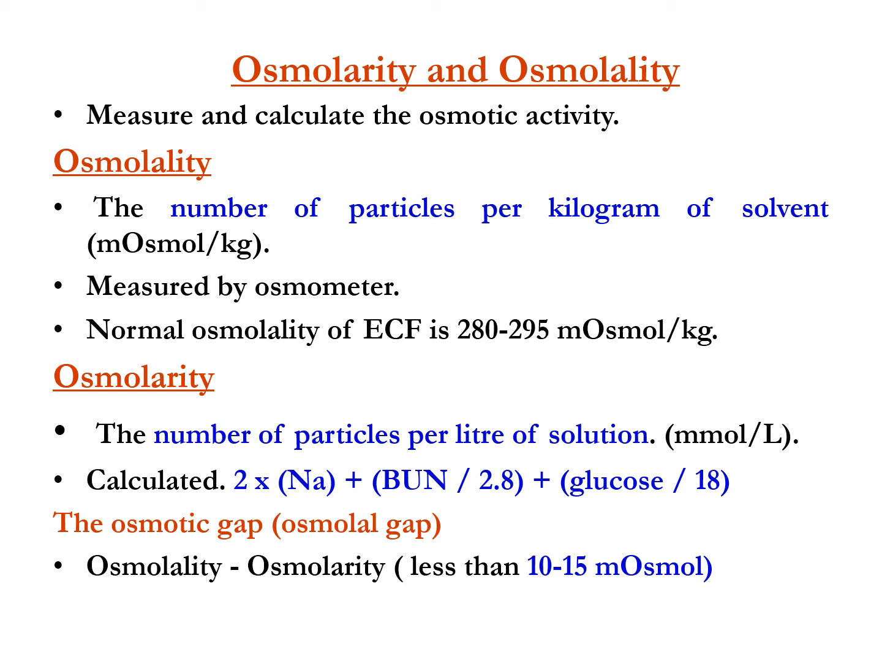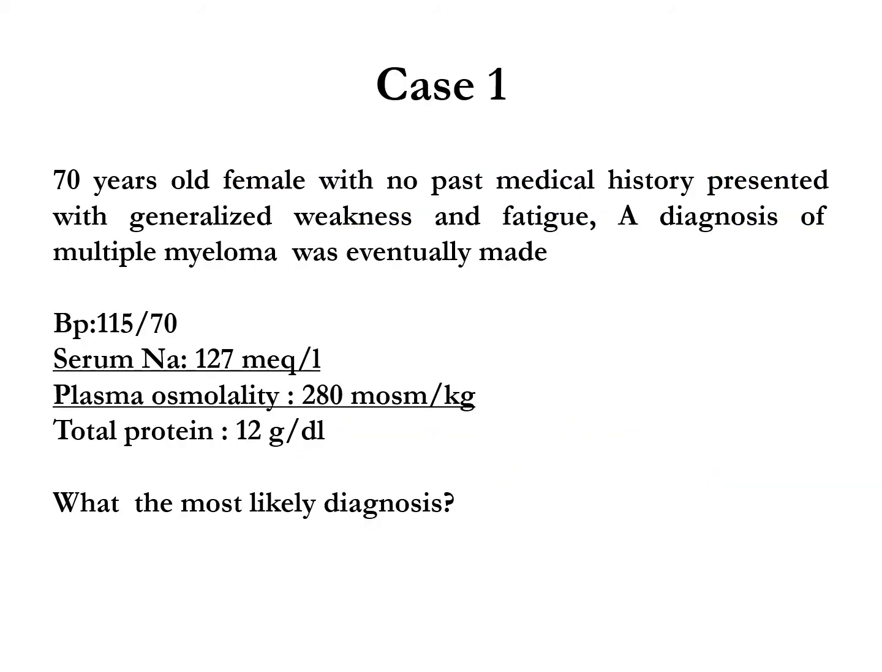The osmolarity can be calculated by the following equation: 2 multiplied by sodium, plus blood urea nitrogen divided by 2.8, plus blood glucose divided by 18. The difference between the two is the osmotic gap, which is normally less than 10 to 15 milliosmol. So let's discuss our cases.